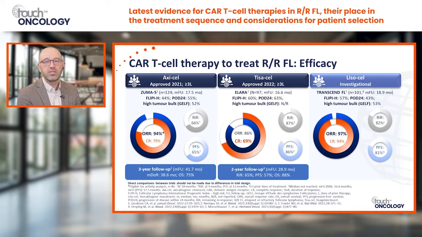We also have another agent that's in late-stage clinical development in the relapsed refractory follicular setting, and that's lisocabtagene maraleucel, or liso-cel. And it was evaluated in the TRANSCEND study. This similarly enrolled a patient population that was heavily pretreated and high risk. And in this setting, we saw an overall response rate of 97% and a complete response rate of 94%. Of course, all of these agents do appear relatively active in this disease context, although it would certainly be helpful for us to have more mature follow-up to understand how to best sequence and utilize these agents in this disease.